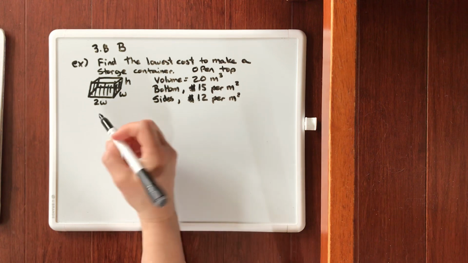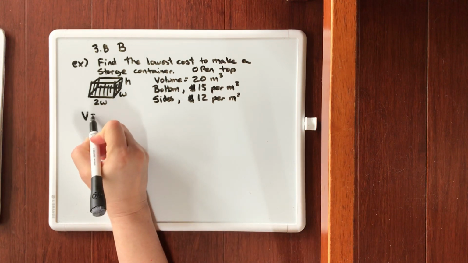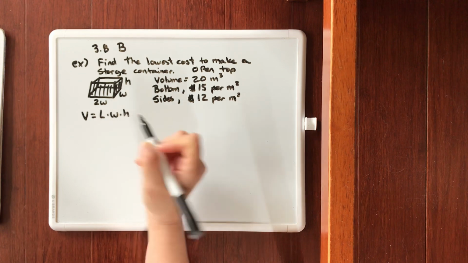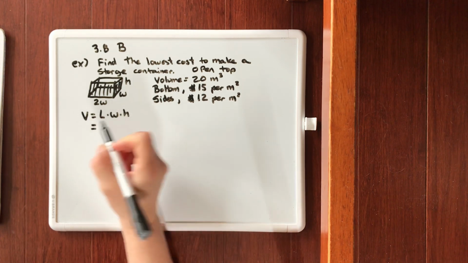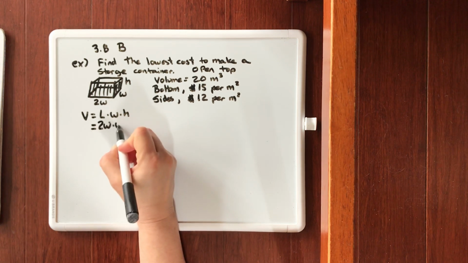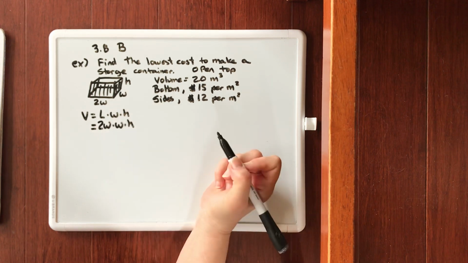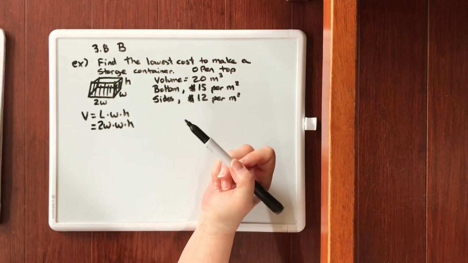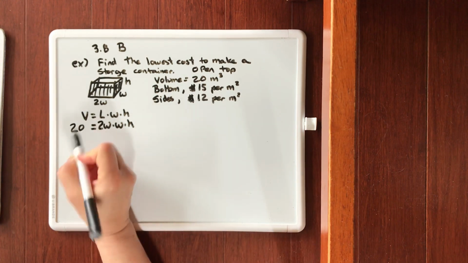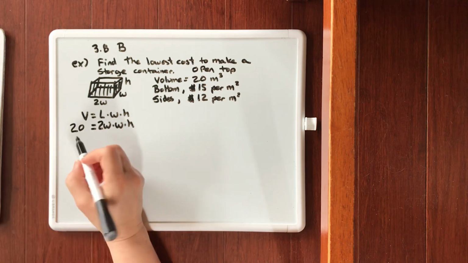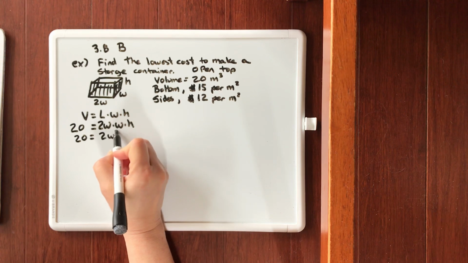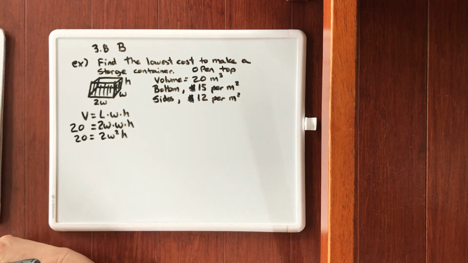So far, what do we know? We know volume equals length times width times height. So let's put in what they gave us. They said the length is twice the width, and here's the height. What else did they give us? They said the volume's 20 meters cubed, so I'm going to put 20 out here, 20 meters cubed. All right, so simplifying, we have 2w squared h equals 20.